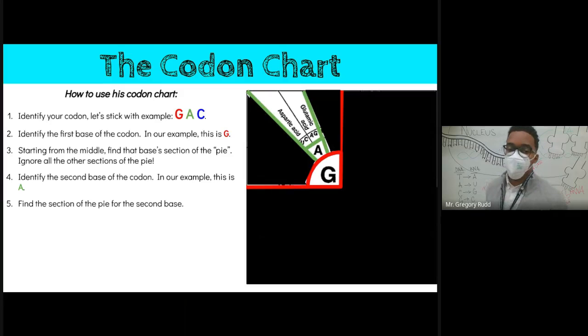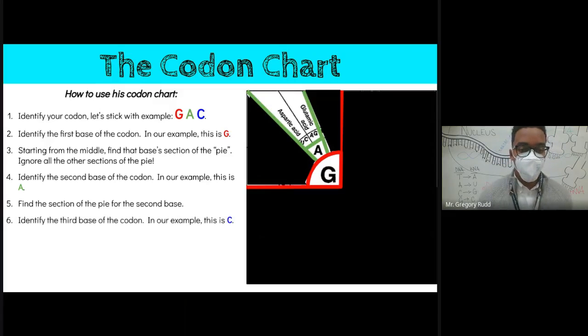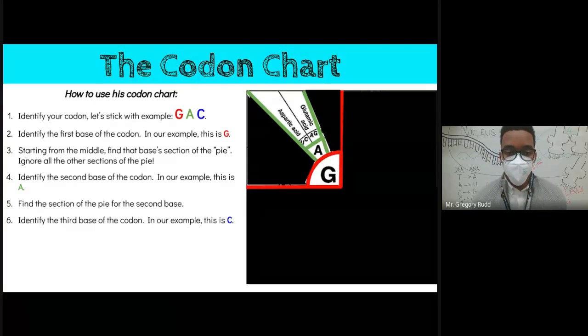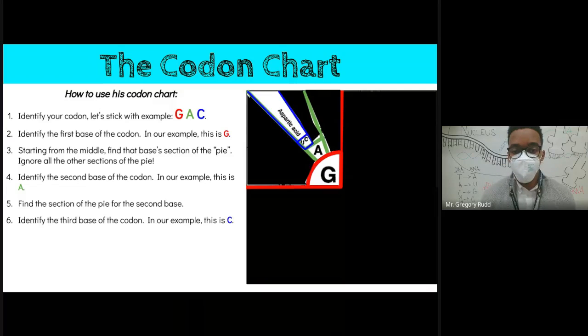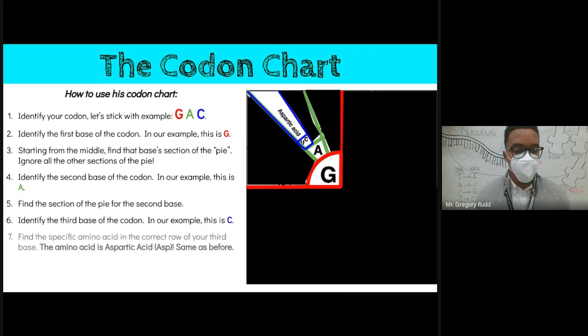So now we can see I've got G as my first letter. Then I've got A as my second letter, and I'm moving outward. I start in the middle of the circle and I move outward. My last letter, of course, is C. So again, now I move outward one more step and I see where C is located in the pie, and I'm only paying attention to that section of the pie. And that tells me what the amino acid is. Again, we've got aspartic acid that is ASP. So we did it correctly.